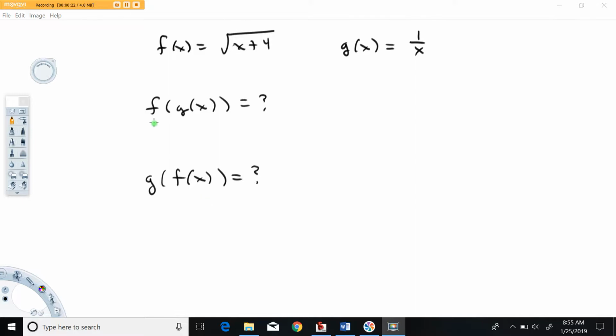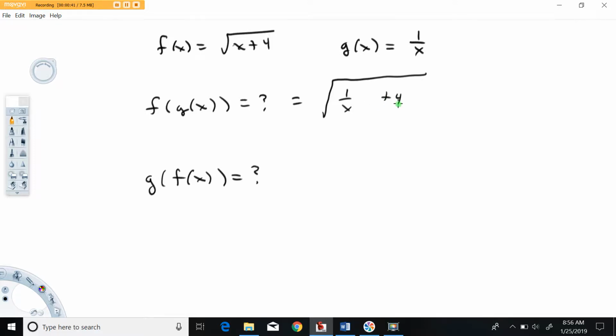So let's take this one first. All right, so f of g of x. This means to take g and put it into f. So we're going to take this, and it's going to go right there. So this is going to equal square root of, and again, this goes in for x, so 1 over x plus 4. And that's all there is to that.